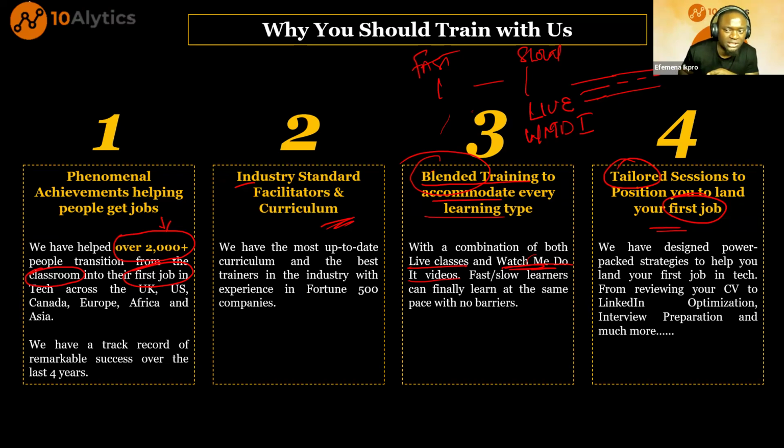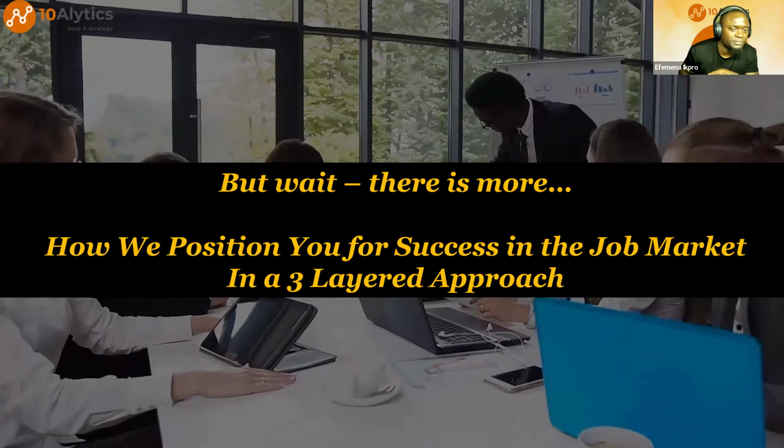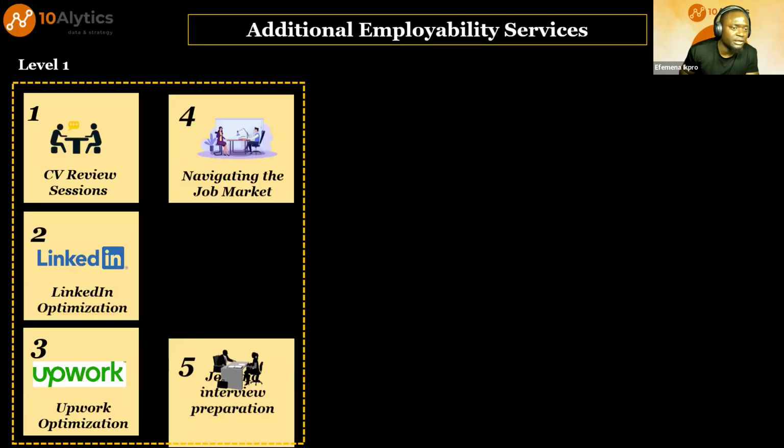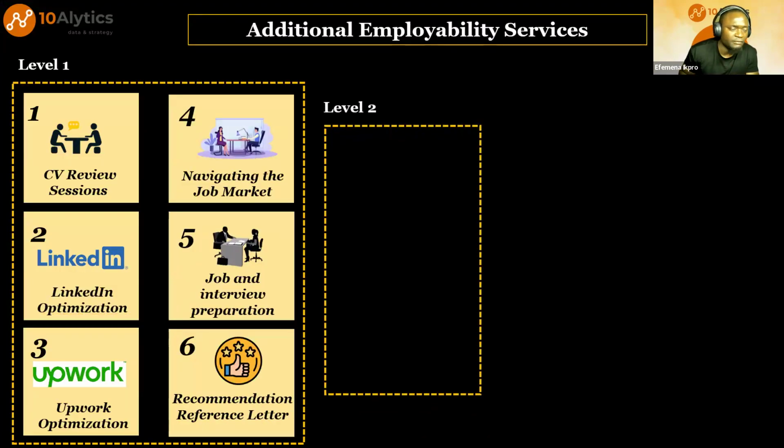I'm going to talk more about these soft skills. We've categorized them into three buckets. Level one, level two; I'm going to come to level two. The first one is the CV.